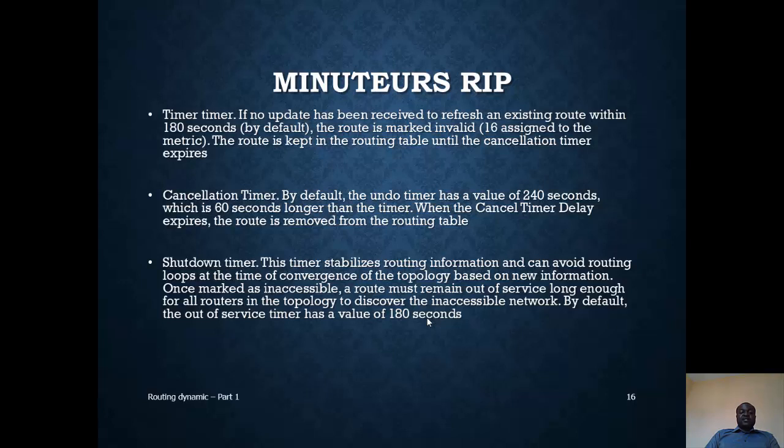The hold-down timer. This timer stabilizes routing information and can avoid routing loops at the time of convergence of the topology based on new information. Once a route is marked inaccessible, it must remain out of service long enough for all routers in the topology to discover the inaccessible network. By default, the hold-down timer has a value of 180 seconds.